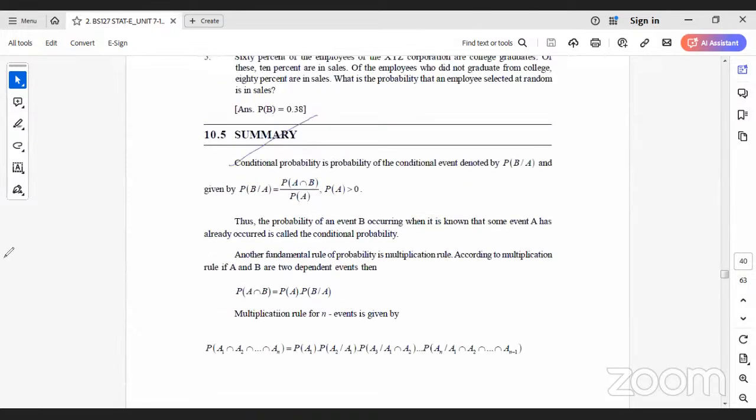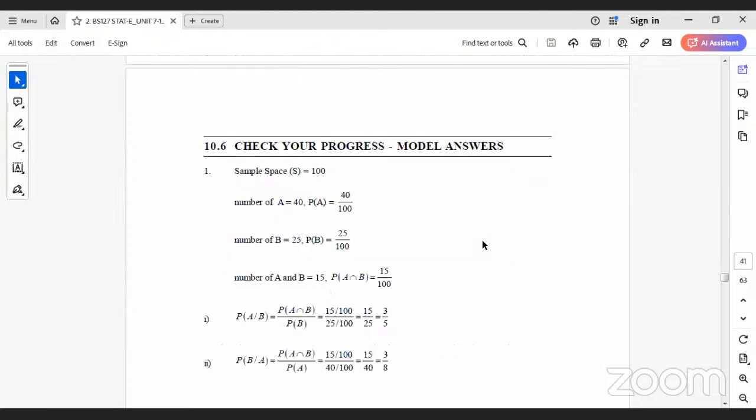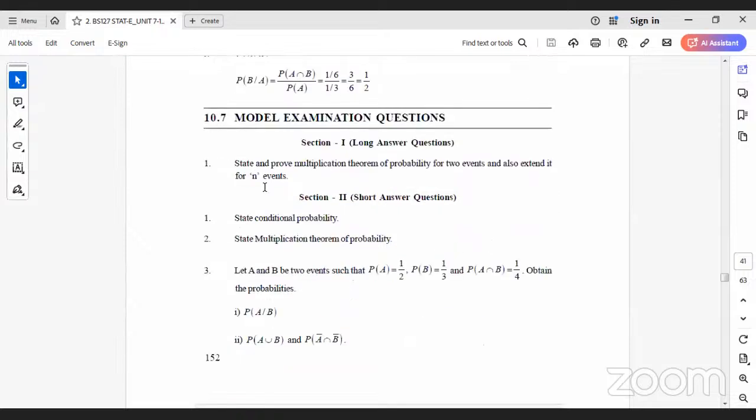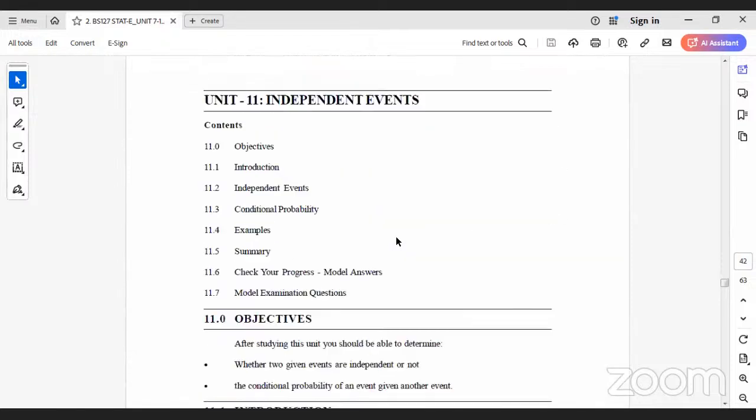Most important in this unit is the conditional probability theorem. Okay? Conditional probability, multiplication theorem of probability of events, also for n events. Study this more. Clear?